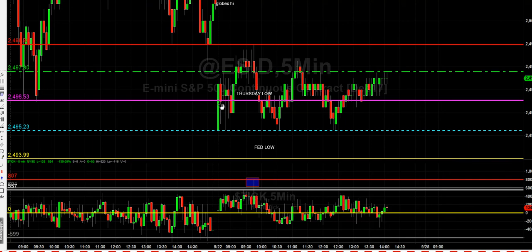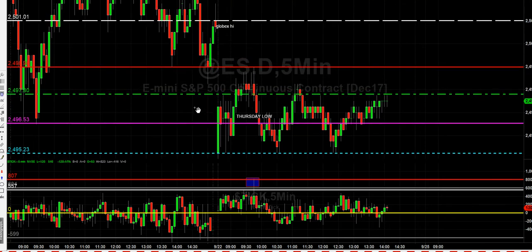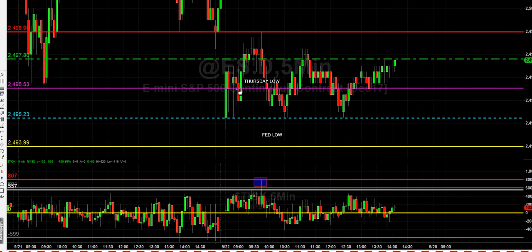If you looked at ES, you'd have said, okay, we failed to fill the gap. This is a pretty classical gap down. So what would you need? Think about this. What would you need to think this was going to be a trend day down?